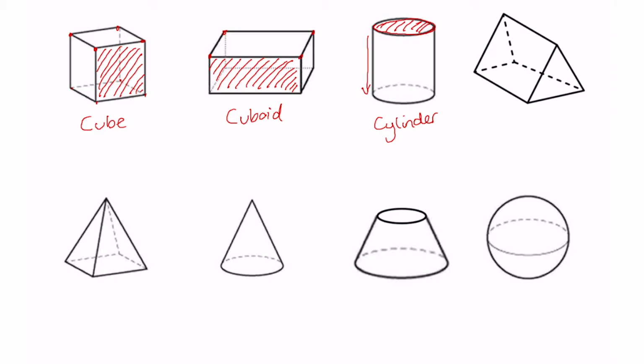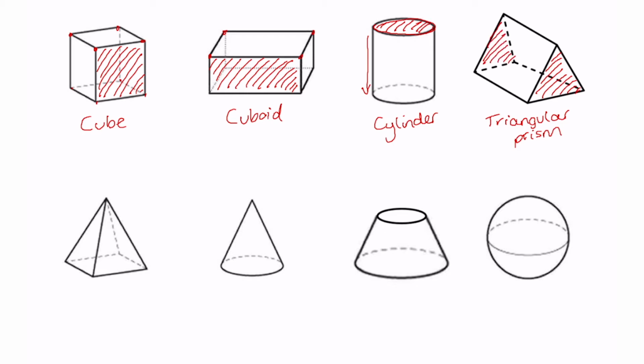Cubes and cuboids are examples of prisms, and on the far right hand side we've got an example of a triangular prism. A prism is a three-dimensional shape that has two identical shapes facing each other.